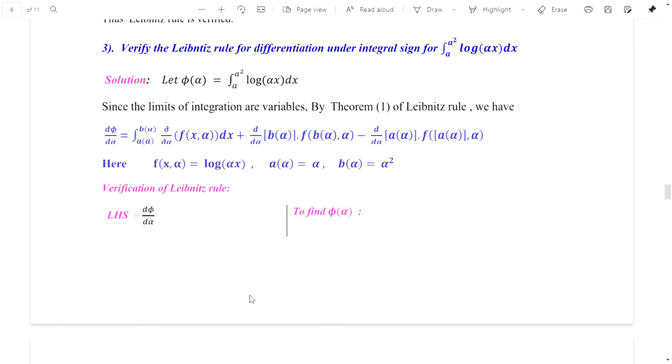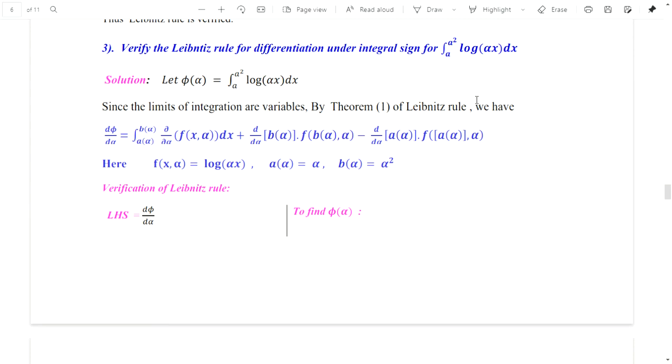Now, let us see the third problem. The third problem is given as: verify Leibniz rule of differentiation under integral sign for integral of alpha to alpha squared log of alpha x into dx. Here, by observing this problem, the limits are alpha and alpha squared, which are the parameters. In the previous two problems, whatever we have done, the limits are constants. But here in this problem, the limits are variables. So let us see what is Leibniz rule when the limits are variables.